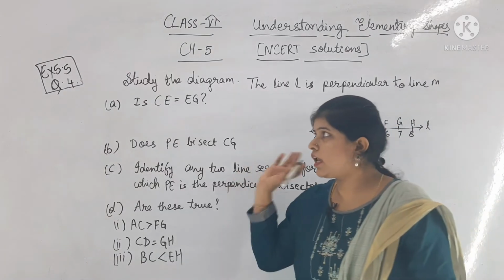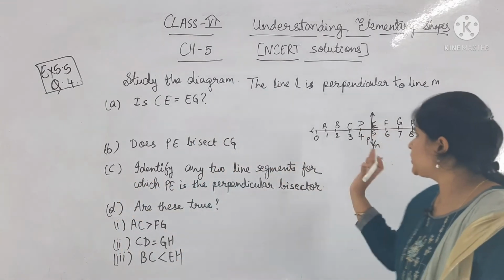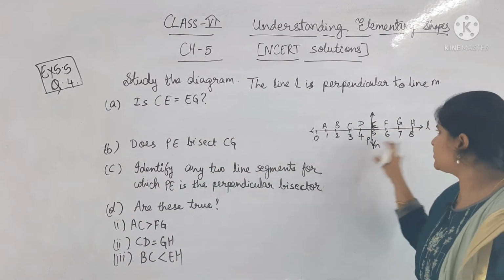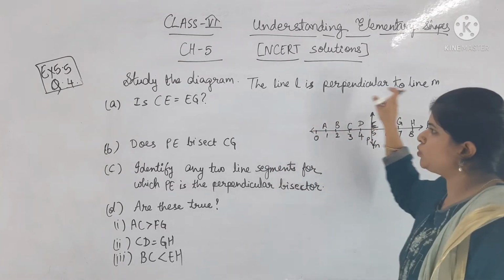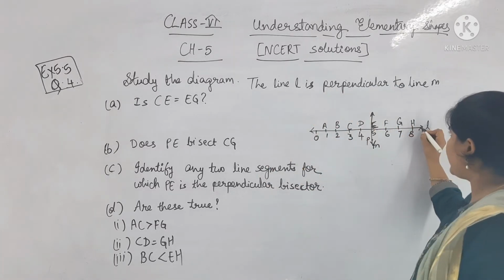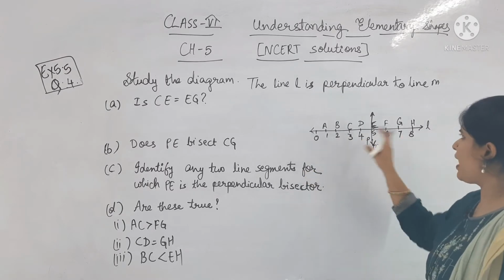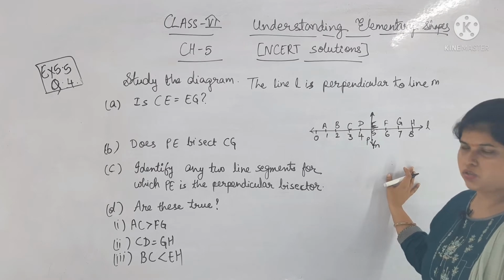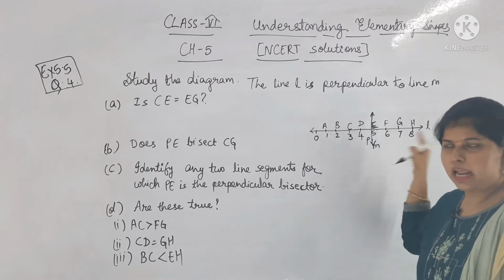Okay students, this is the last question of exercise 5.5. You have to study the diagram. It is given like this, these are the line segments. The line L is perpendicular to line M. Under this line L we have many line segments, and M is perpendicular to this line L.